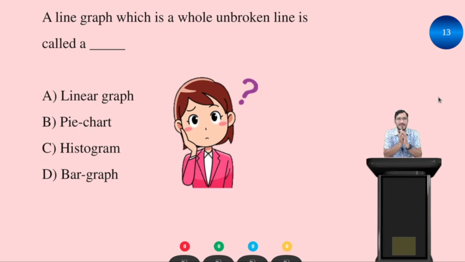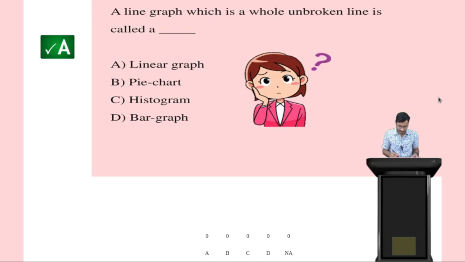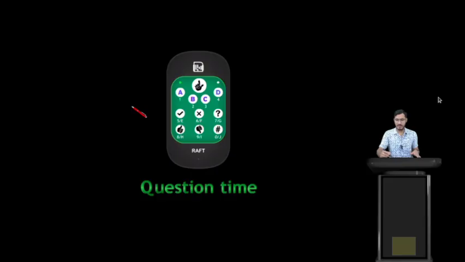A line graph which is a whole unbroken line is called a linear graph, pie chart, histogram, or bar graph. Okay students, time's up. The right answer is linear graph. A line graph which is a whole unbroken line is called a linear graph. So option A is the right answer here. Okay, very good. Now let's move to the next part.